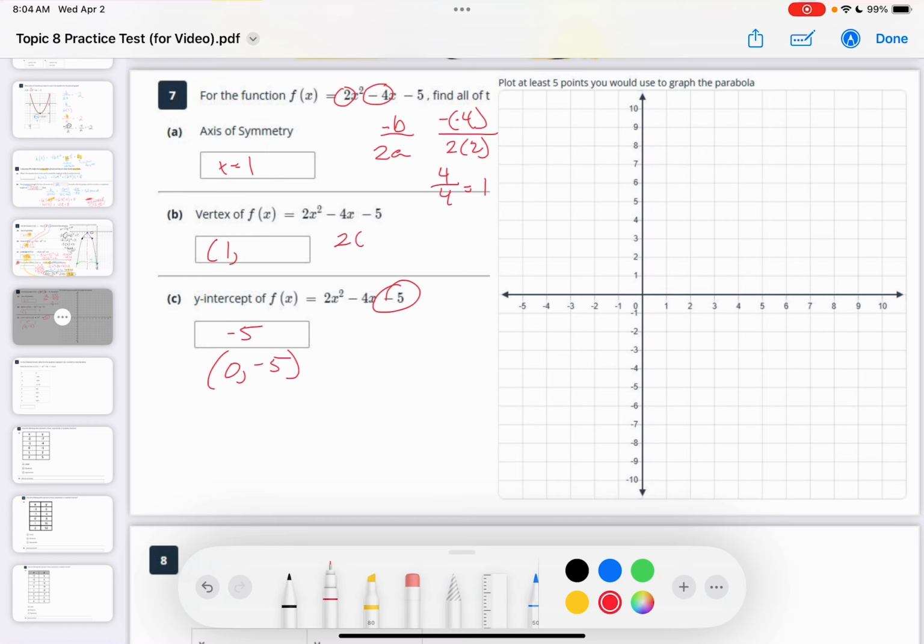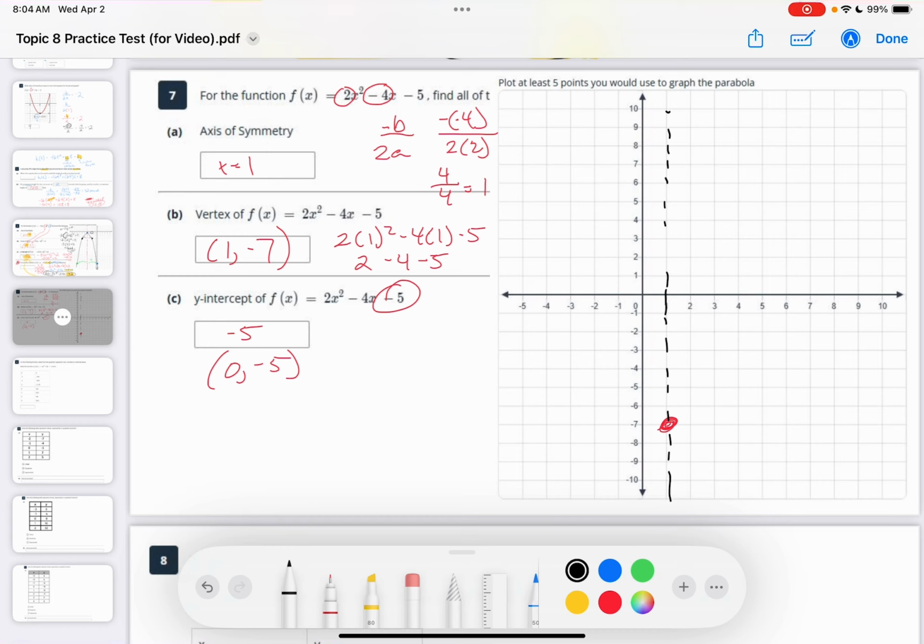To find my y value, I'm going to sub 1 into the function for x. Let's see what happens. 1 squared is 1, and 1 times 2 is 2. 4 times 1 is 4, so 2 minus 4 minus 5. 2 minus 4 is negative 2. Negative 2 minus 5 is negative 7. So that should be our vertex, 1, negative 7, which would also be on our axis of symmetry.